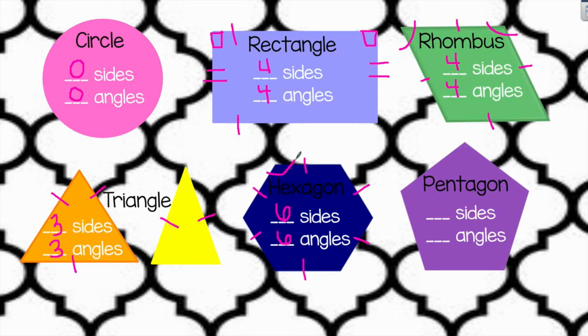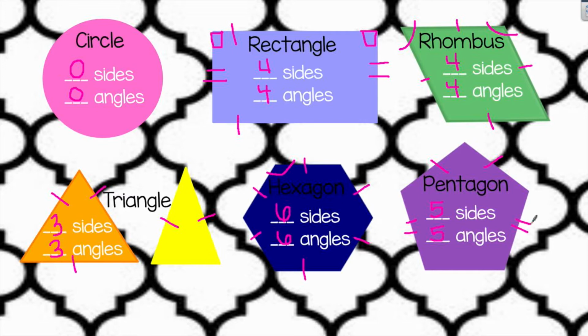The last shape that we're going to be talking about today is a pentagon. A pentagon is a shape that has 5 sides and 5 angles. Some of these sides are the same length. For example, these 2 sides right here are the same length, and these sides are the same length.